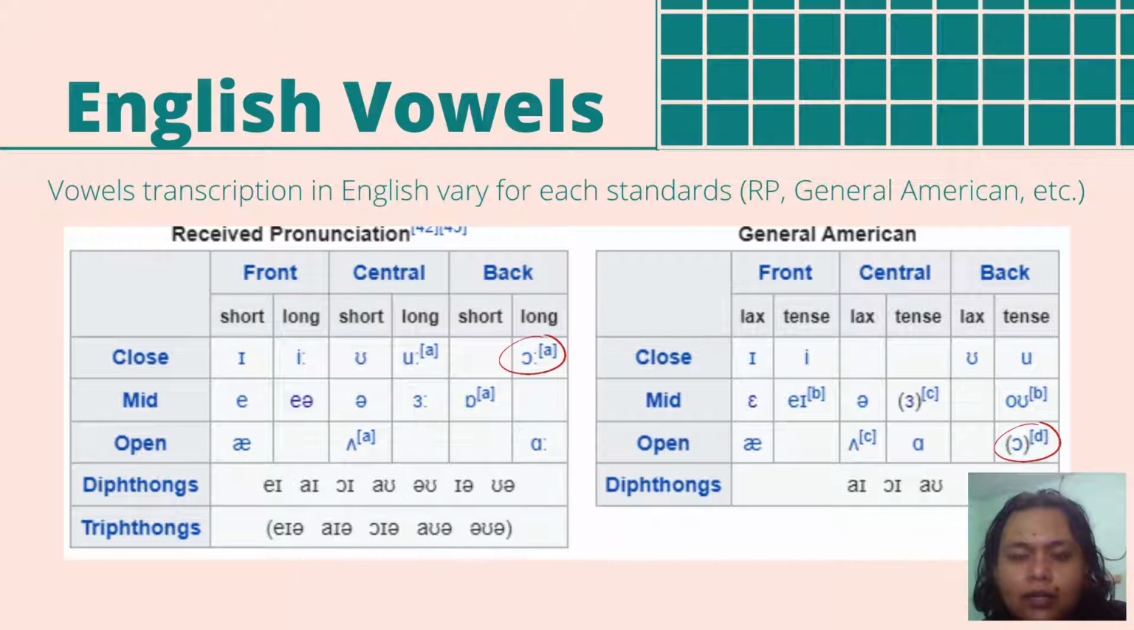So, look at the red circle on the table. On the RP, the vowel is closed mid-back rounded vowel or high mid-back rounded vowel. That sounds like "ah." While in the General American, it is open back rounded vowel or low back rounded vowel. It also occurs in General Australian. It is the same as General American, so received pronunciation and other dialect is different.